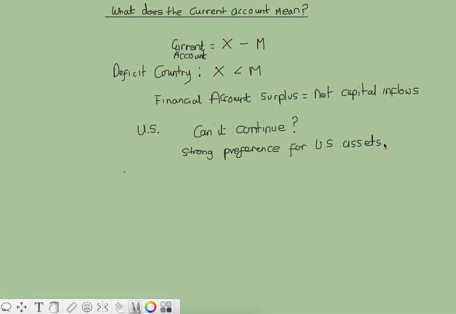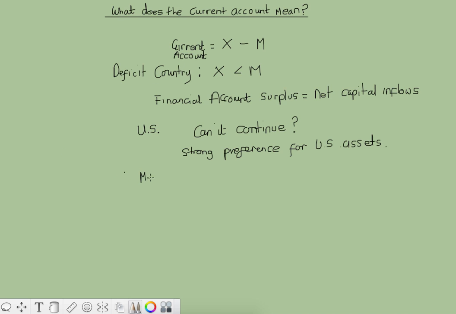Everyone wants to buy the US government bonds, and so capital flows in, pushes up the value of the US dollar, and creates the deficit on the current account. So just because we always talk about the current account first doesn't mean that everything originates in the current account. It could actually be a very strong preference for buying US financial assets that ends up causing the problem in the current account. So for the US, I would say it probably can.